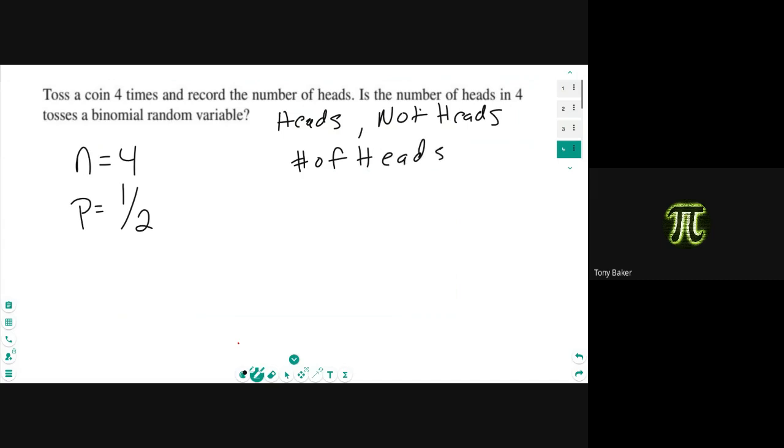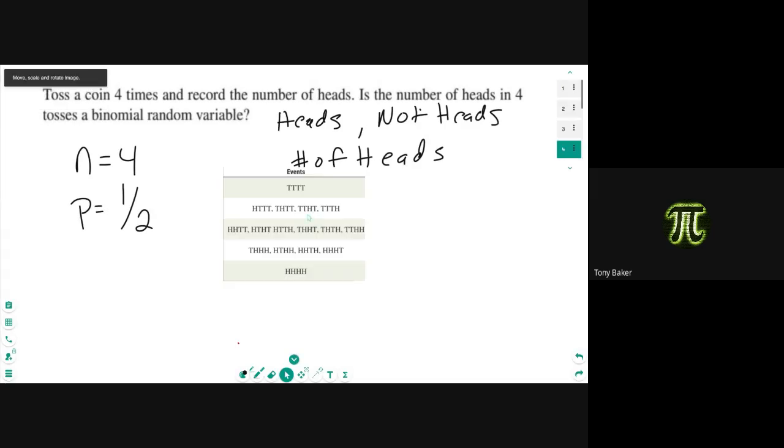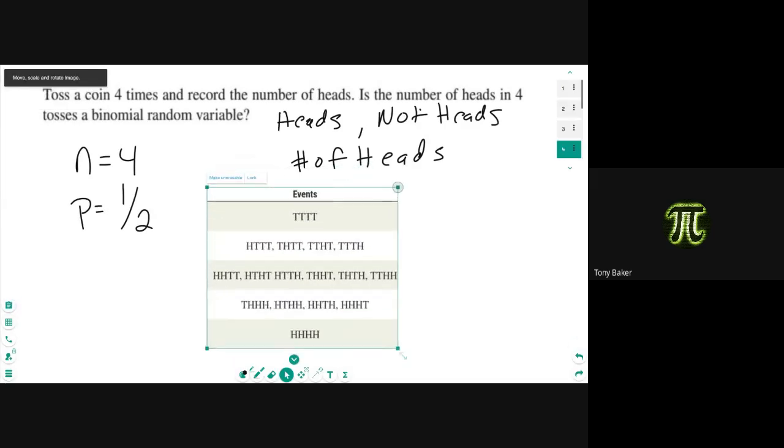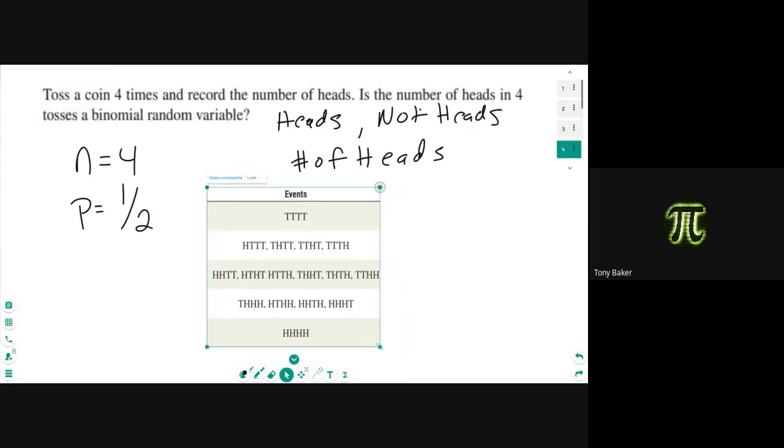All right. So if we look at this, here are all the different ways that I can flip 4 coins. All right. So how many heads were in the first one? Yeah, the first event. 0 heads.